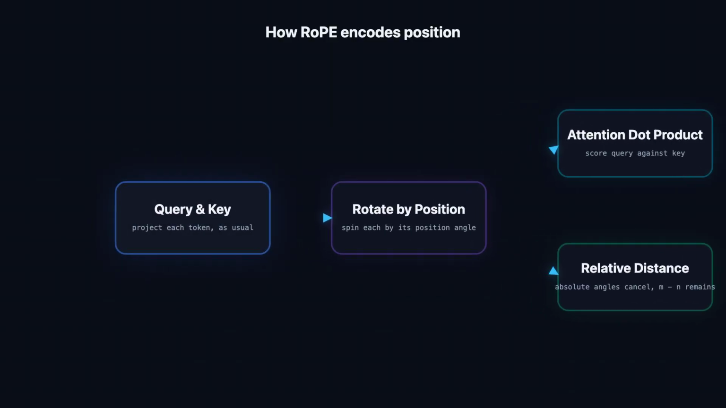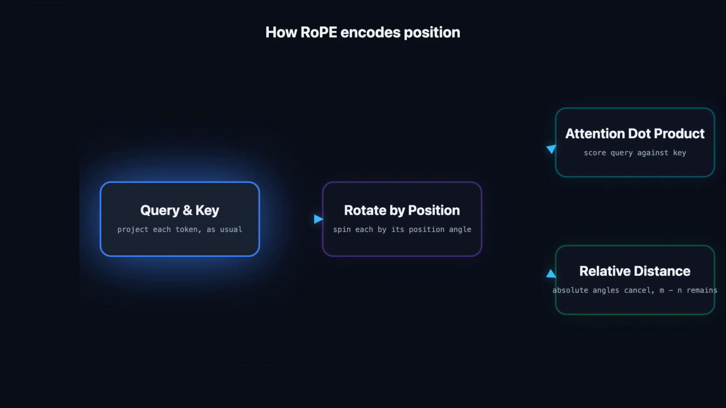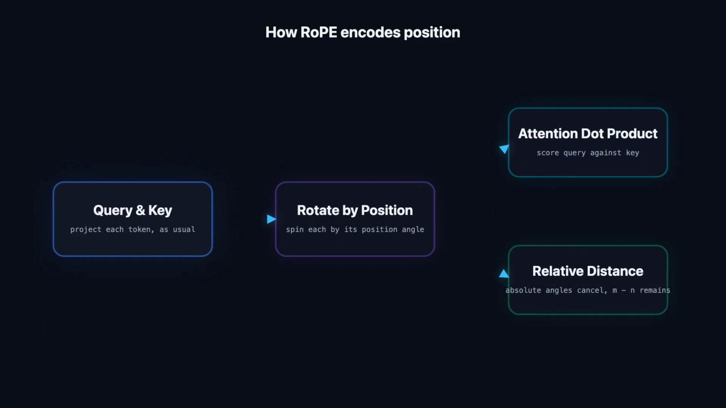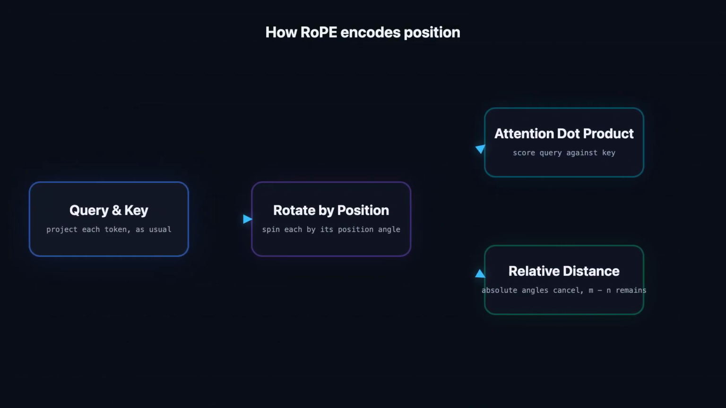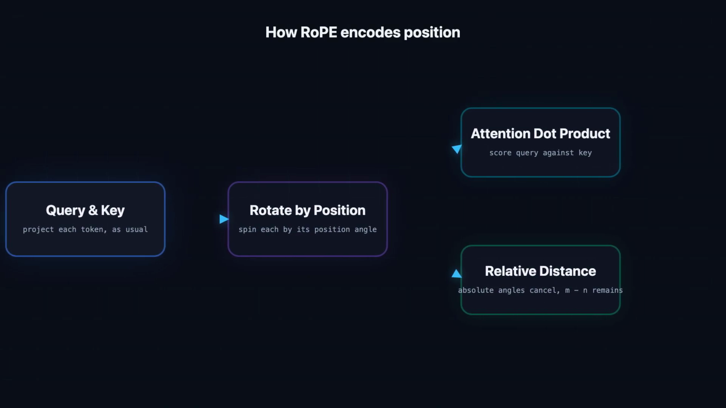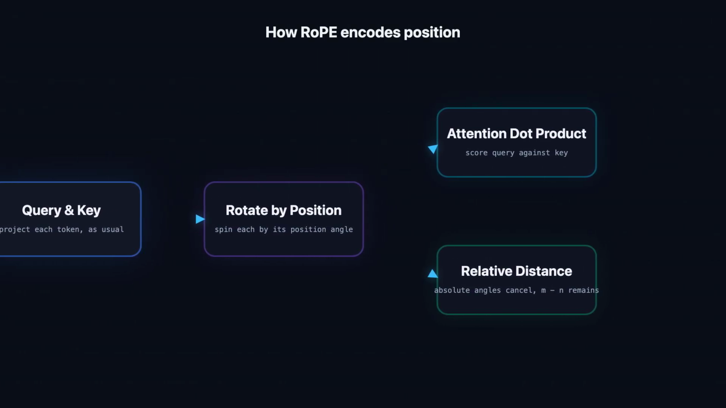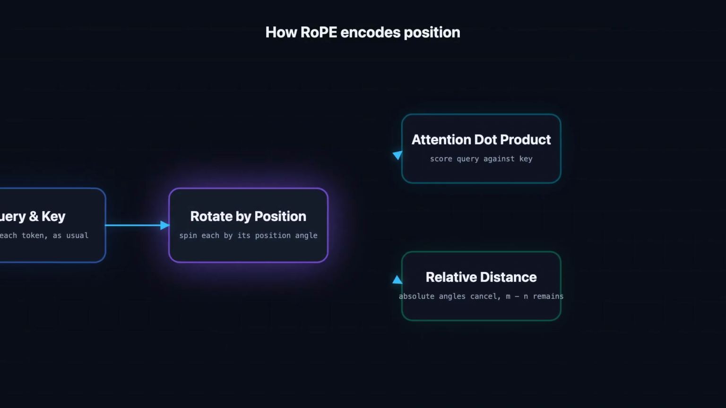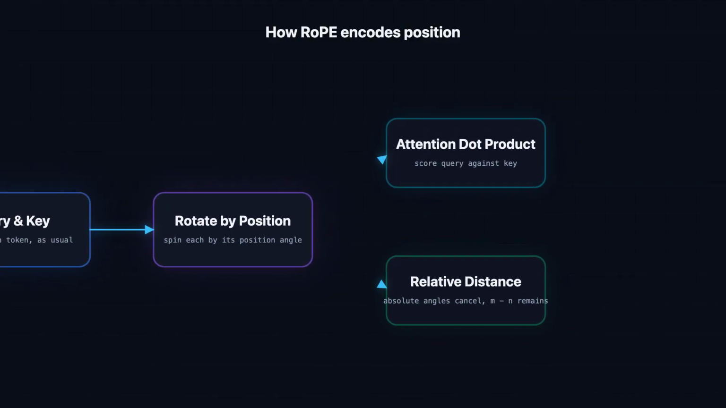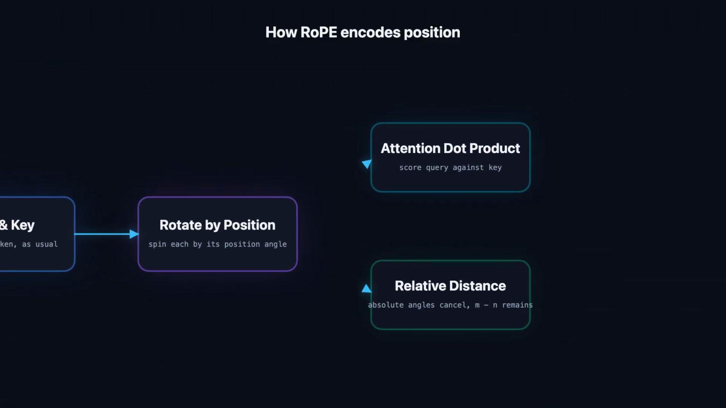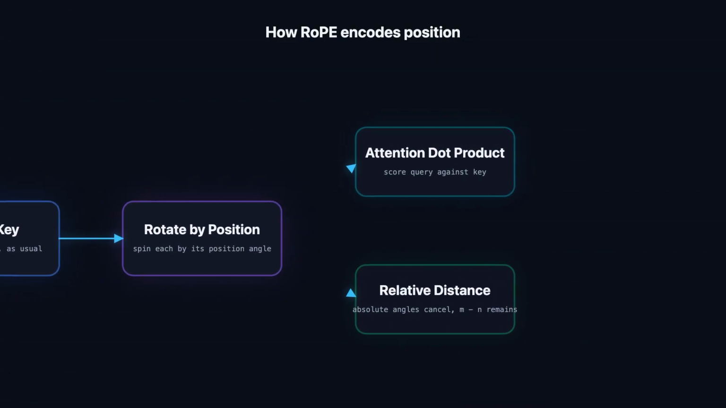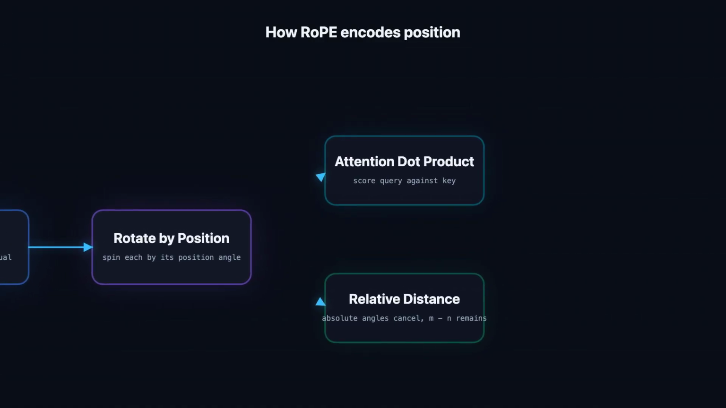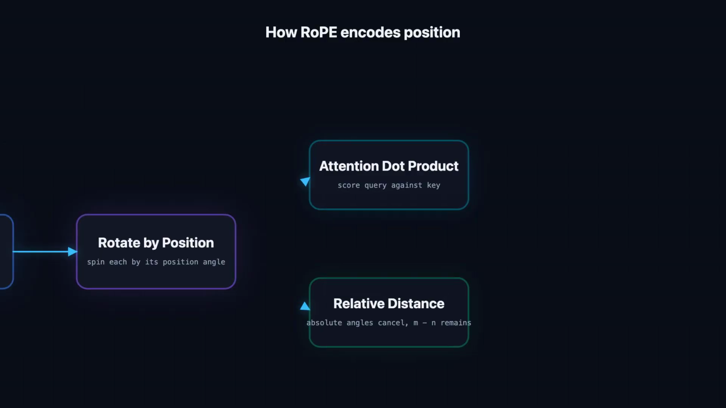Follow the 4 moves. First, each token is projected into a query vector and a key vector, exactly as in ordinary attention. Nothing exotic yet. These are the 2 vectors that will decide how much one word attends to another. Now comes the twist. Each query and key is rotated by an angle proportional to its position in the sequence. A word at position 2 gets a small rotation. A word at position 50 gets a much larger one, spread across many two-dimensional planes.